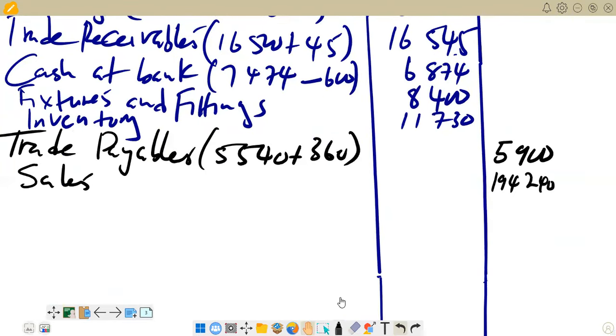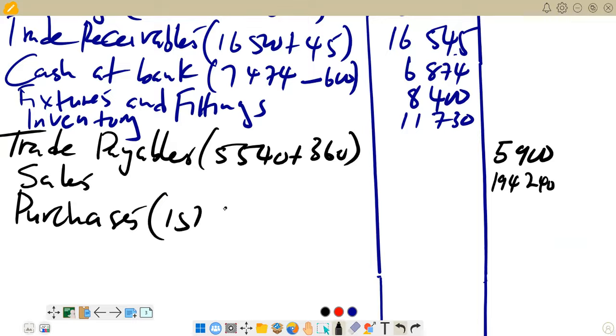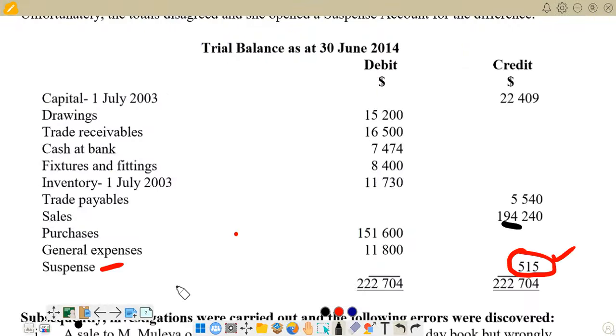So here we are saying purchases, 151,600. Then we add our 400. And the purchases normal debit balance total comes here as 152,000. And lastly, I think we've got the last figure that we have there. Let's check. We have got general expenses as the last figure, 11,800.